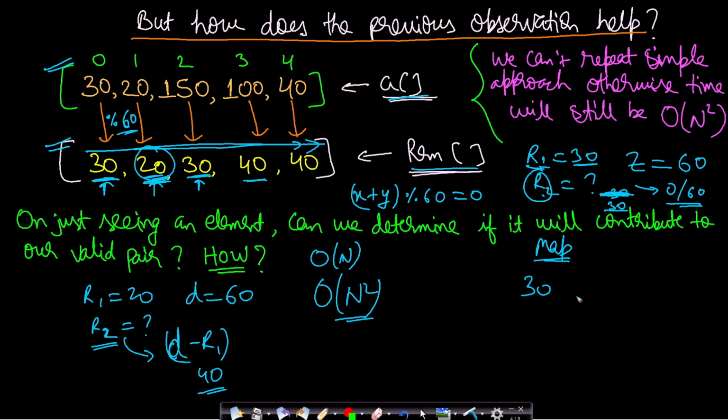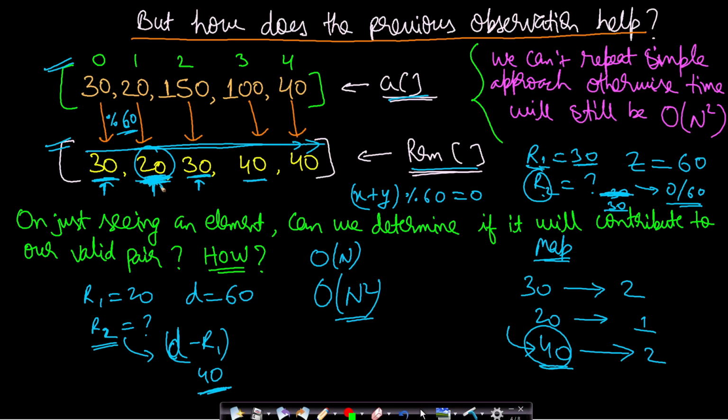So what you can do is store all these values in a map. Let's say you stored 30 with a count value of 2, that is, it is occurring 2 times. You stored 20 with a count value of 1, and you stored 40 with a count value of 2, right? So when you are looking at 20, you want to find if there is a value d minus r1, that is 40, present in this entire array. You can do it in average time of O(1) using this map. So yes, there is 40, and how many 40s there are will determine the number of combinations which you can form. It will depend on the number of 20s and the number of 40s, right?